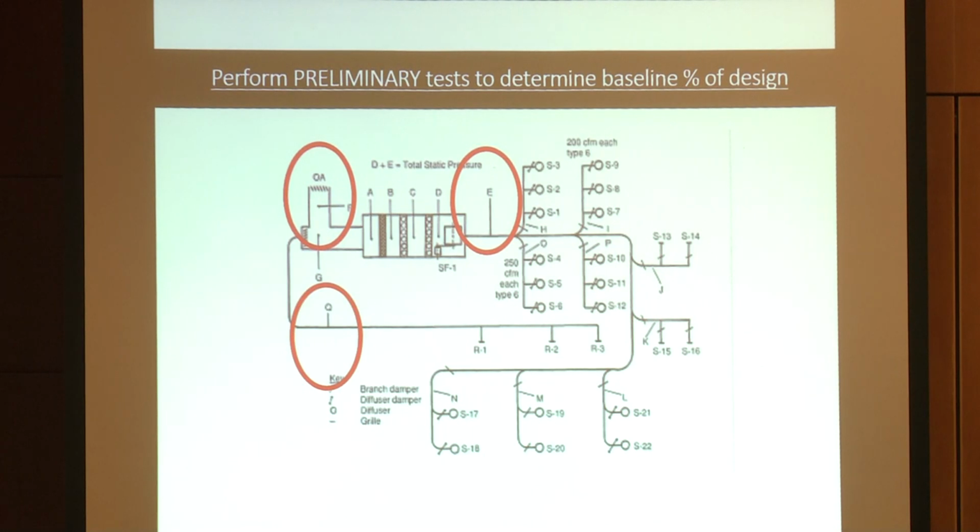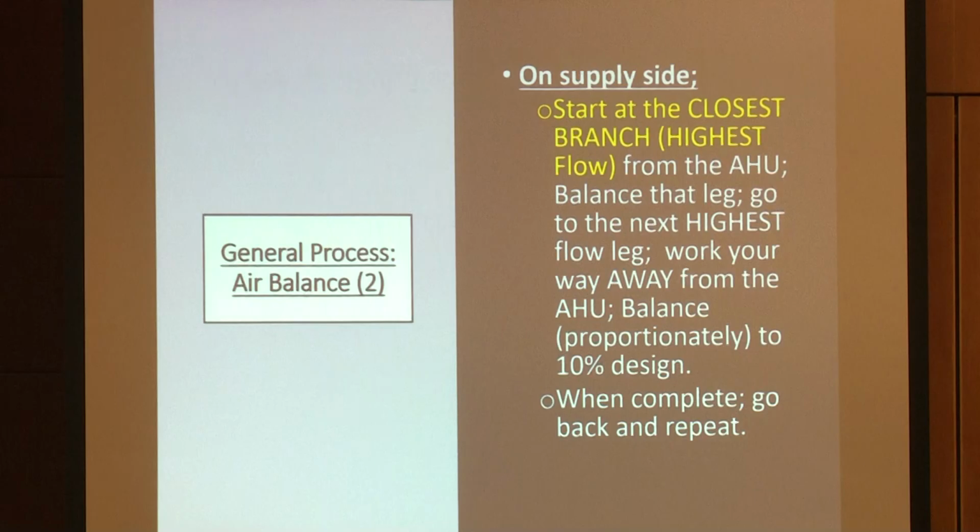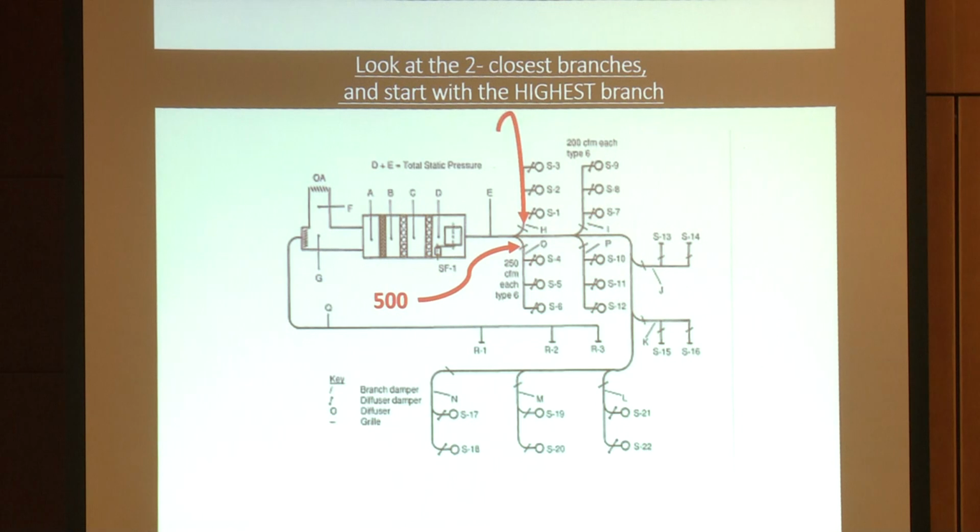So here we go, right? We're going to look at the supply, the outside air, and the return, and that's what you've got. So you're going to start at the air handling unit, because if you don't have it at the air handling unit, you're wasting your time going out in the space. Because if you don't have it here, you're not going to have it out there. So that's why it's important to start where we're starting. So here we go. We're going to start at the closest branch, the highest flow. Okay, so here we go.